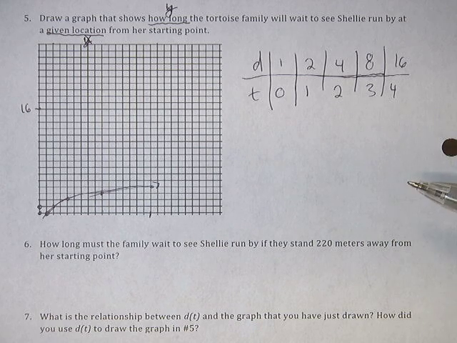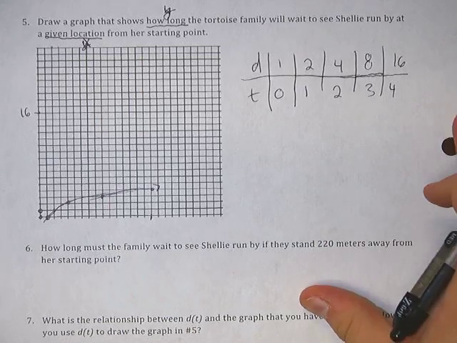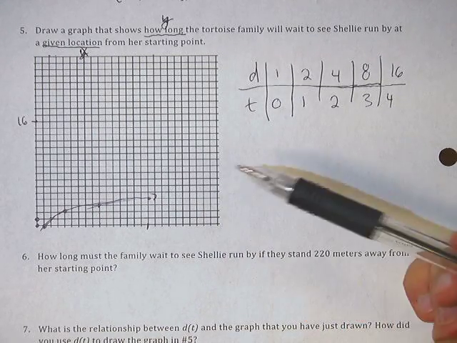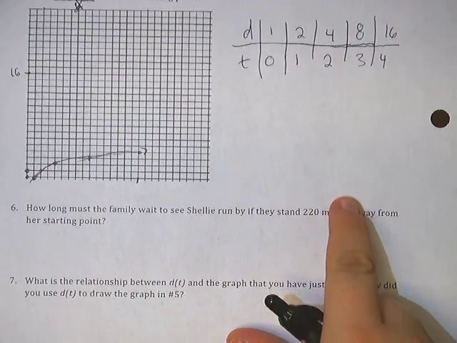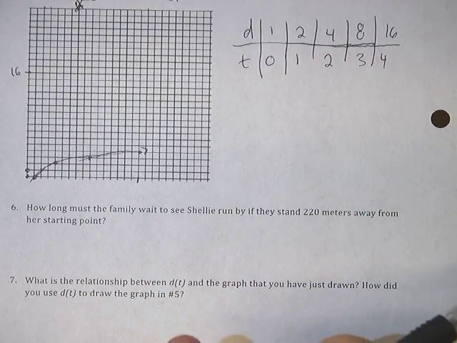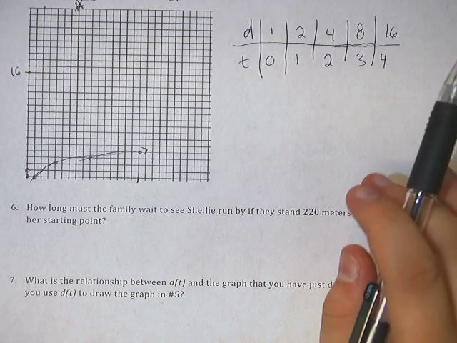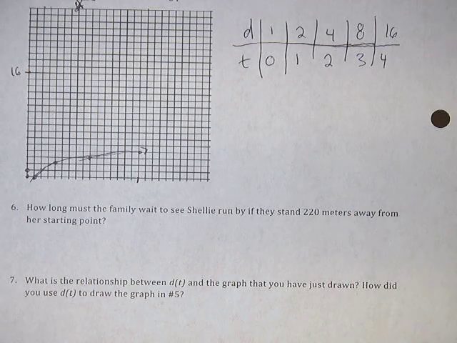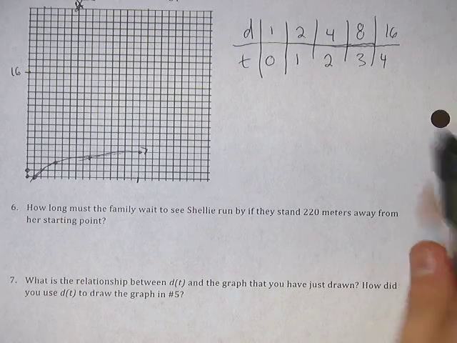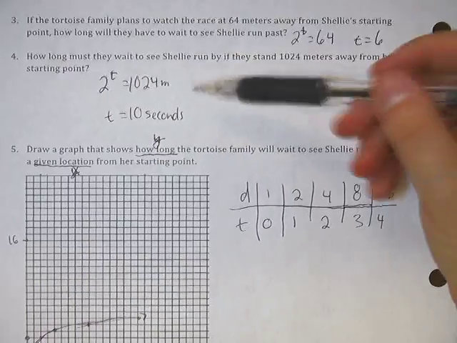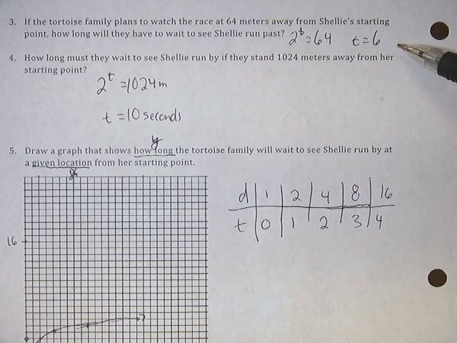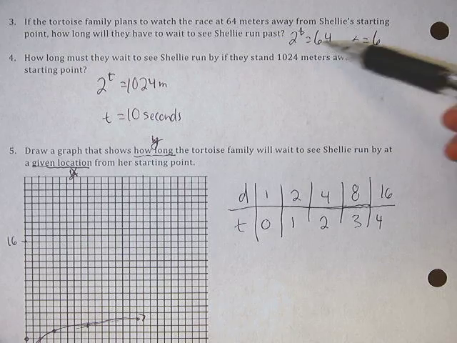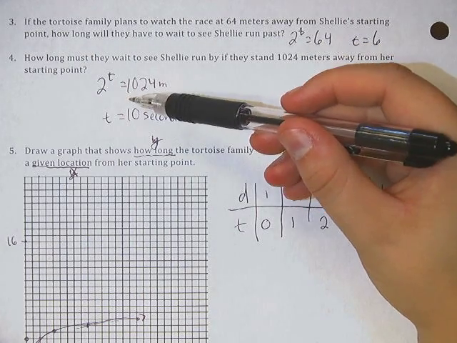So here's our question. How long must the family wait to see Shelley run by if they stand 220 meters away from her starting position? Well, we can figure this out. We can start out by using our graph, but our graph doesn't actually go all the way out to 220 meters. What we can actually do is guesstimate, maybe down to the whole second or in between 2 different times, about how long they're going to have to wait.